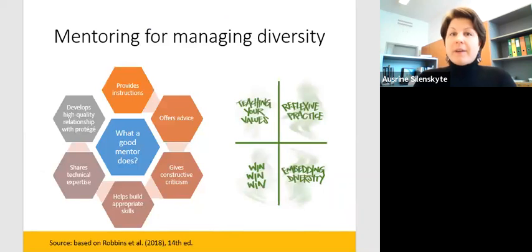The other very effective tool for managing diversity is mentoring. Mentoring is a process in which a more experienced organizational member, meaning a mentor, provides advice and guidance to less experienced members or protégés. Mentoring usually has two functions, so career development and social support.